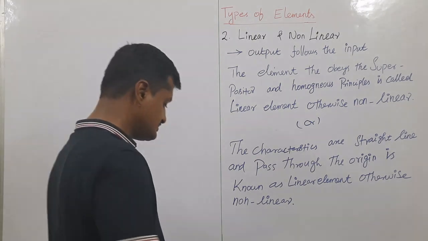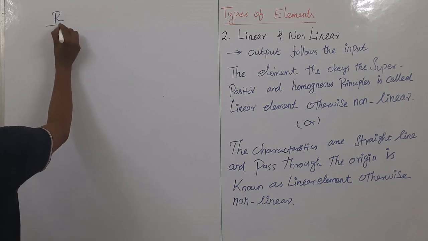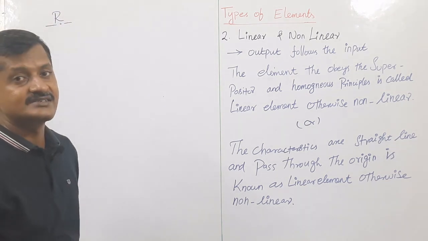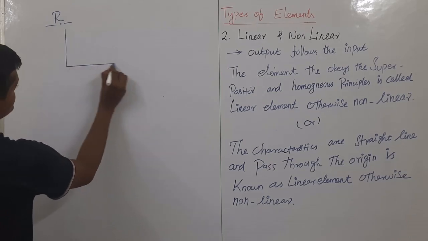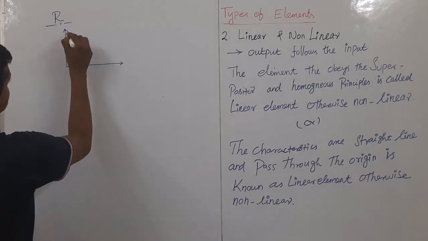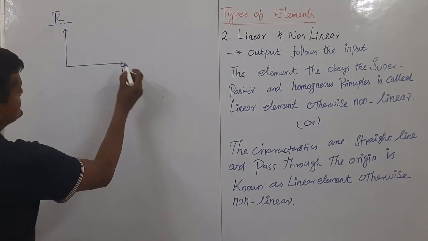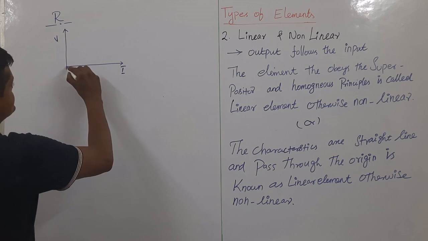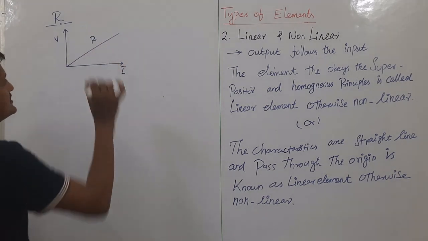For example, here you can see we can draw the characteristics curve of the resistor. We are taking an ideal resistor, with current I and voltage V, and this characteristic is V equals R times I.